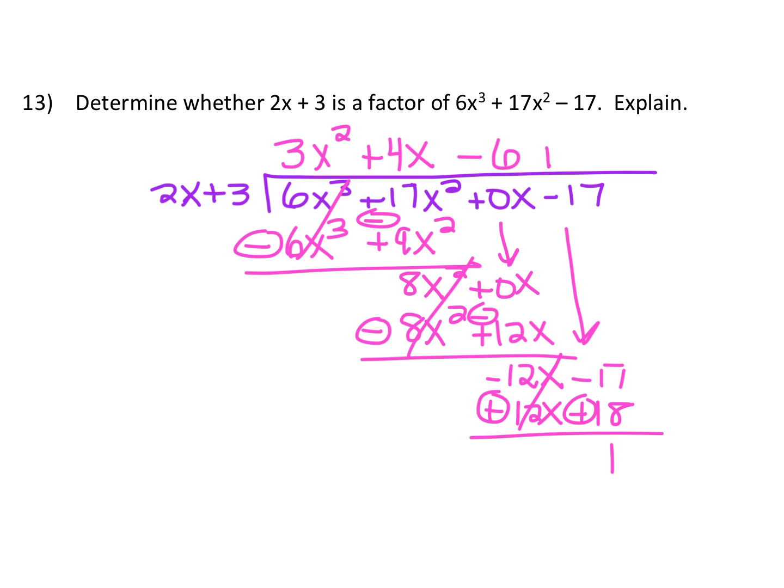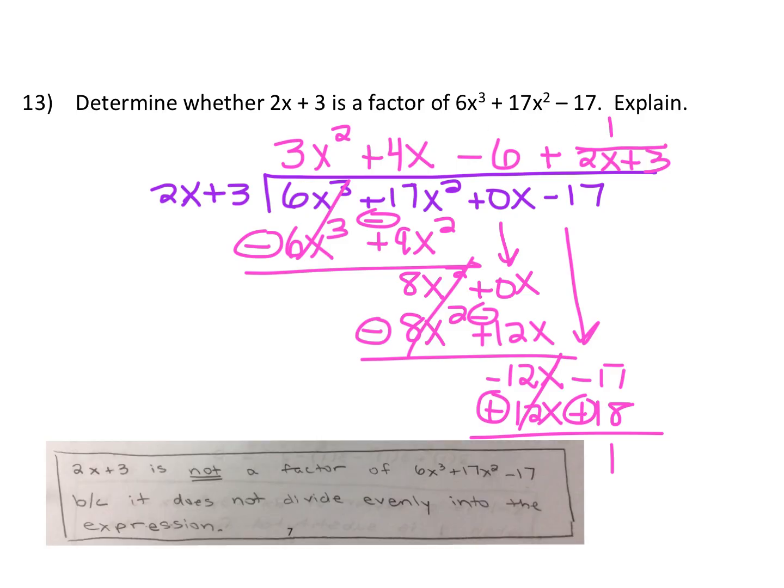So we write plus 1 over what we were dividing by here, 2x plus 3. So in this case, we have a remainder. So what that means is 2x plus 3 is not a factor of this expression. So you have to write out, I wrote out 2x plus 3 is not a factor of the given expression because it does not divide evenly into the expression. You could have also said 2x plus 3 is not a factor because there is a remainder. So either one works.